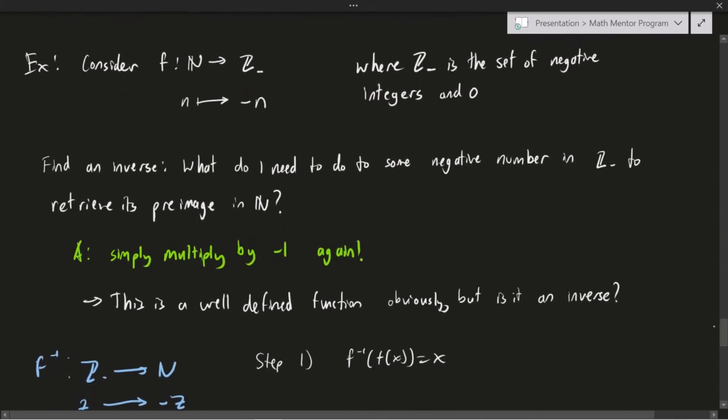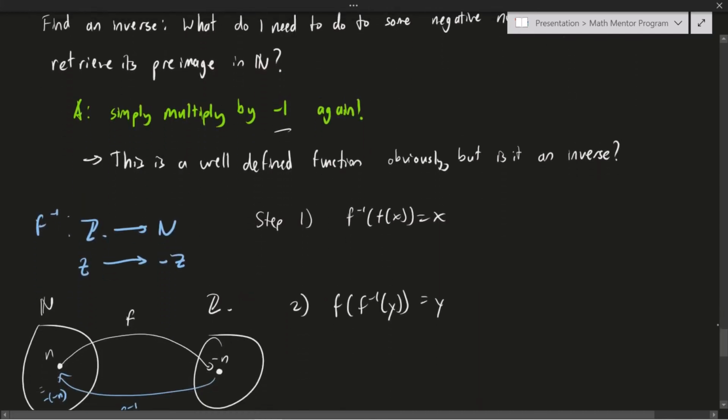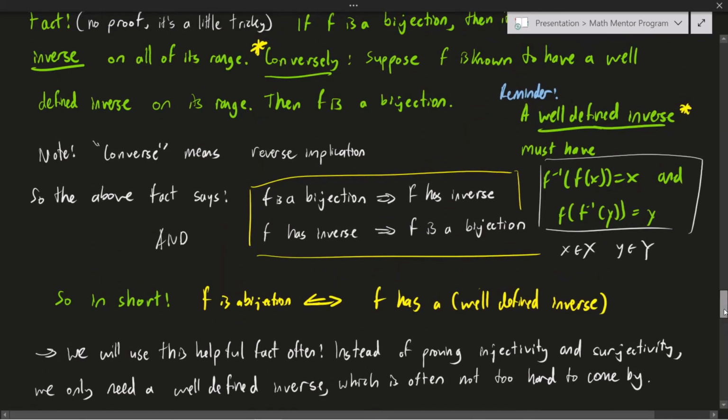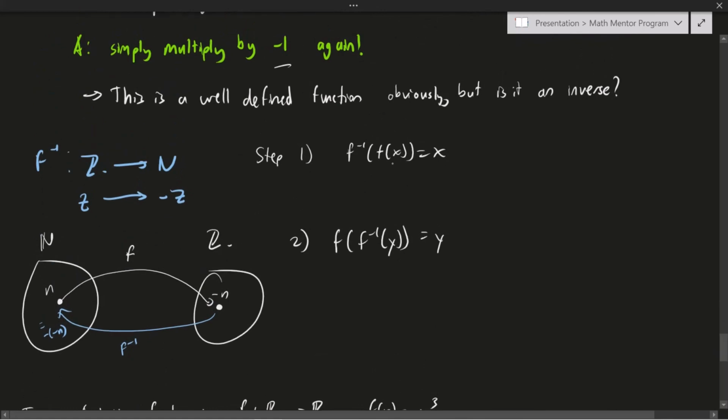Okay? So our first example is the function that takes a natural number and sends it to its negative. You probably already have an idea that we can undo this. And how do we undo this? Well, we just have to multiply by -1 again. But in math, we have to prove things. We have to prove that this is actually a well-defined function. So we will show that it is a well-defined inverse by proving, as we had in our two criteria up here, f inverse of f of x is x, and f of f inverse of y is y.